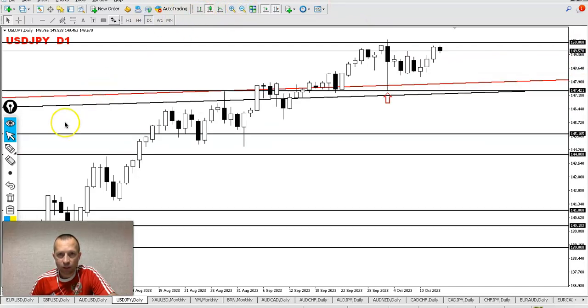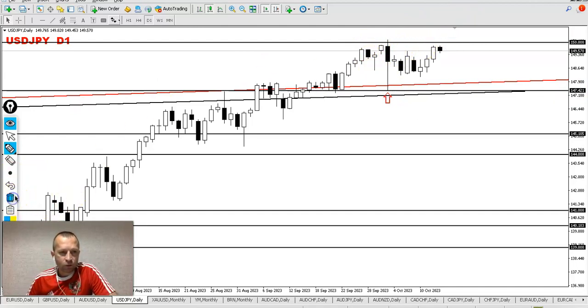Let's switch to the daily. On the daily, you can see after we broke through this level 147, then retest, and then boom, next leg to the upside. But again, possible double top, who knows, but just monitor the market.